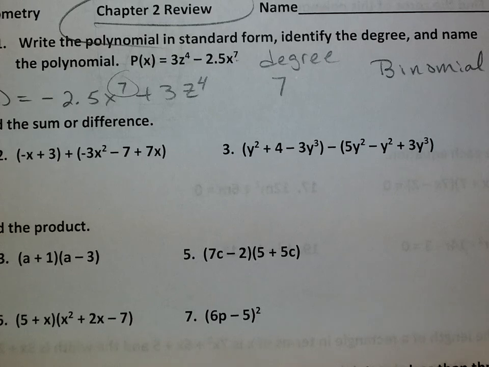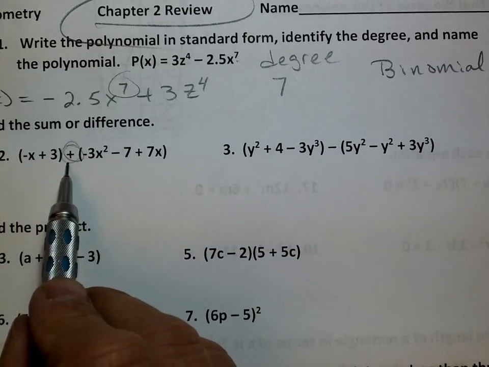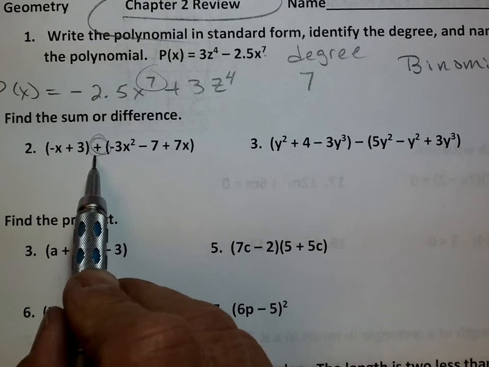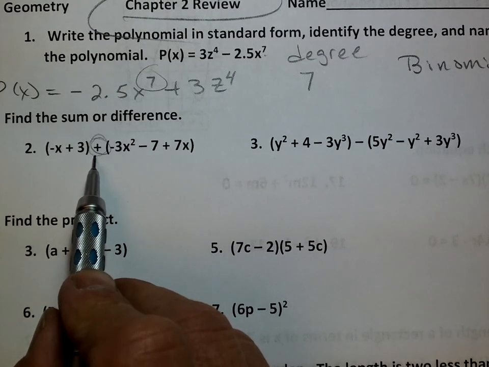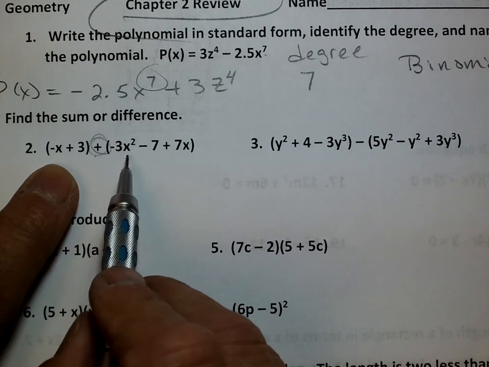Okay, number 2. We are adding. You guys see the plus sign? We're adding. We're not foiling. Seth. We're adding. So, this is the only x squared term.